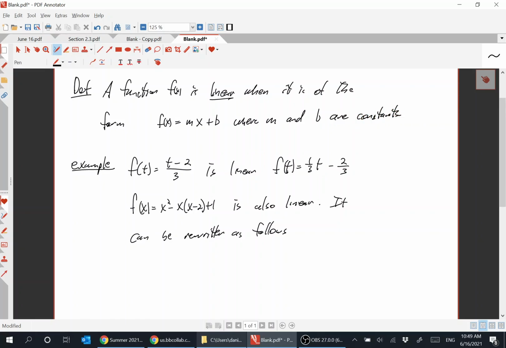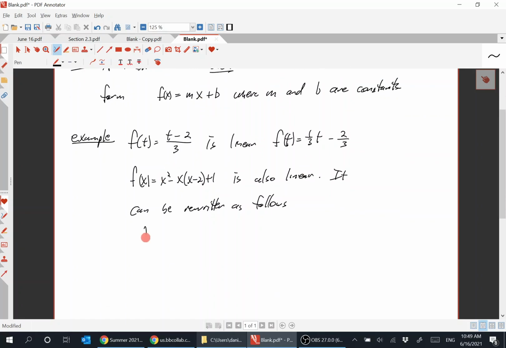M and b are constants, but x is the variable. So it shouldn't have an x squared in it, but this function can be rewritten like this. So x squared, distribute the x through here, and you get minus x squared plus 2x plus 1. And lo and behold, those go away, and you get 2x plus 1. Right? So that is linear, where the m is 2 and the b is 1.